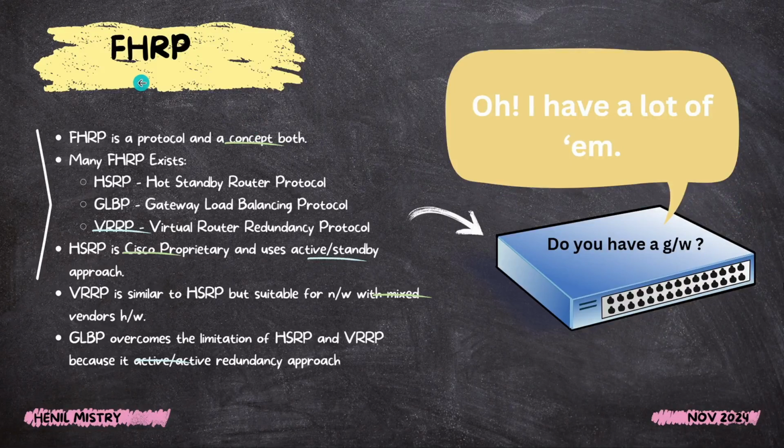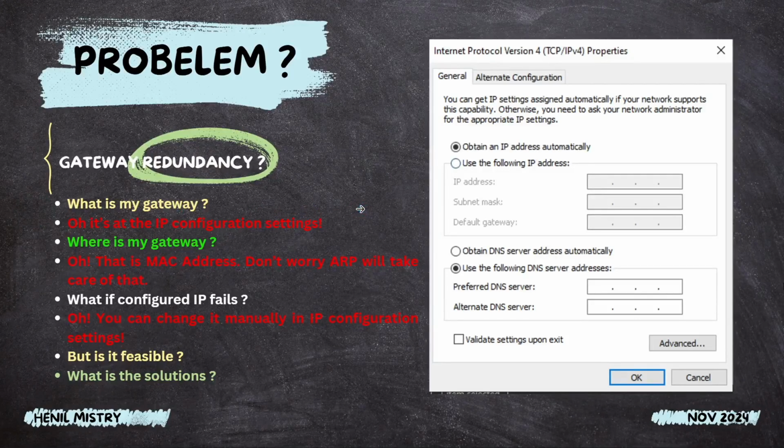Can you go back to the last slide? Yeah. I had a doubt: how does a configured IP fail?